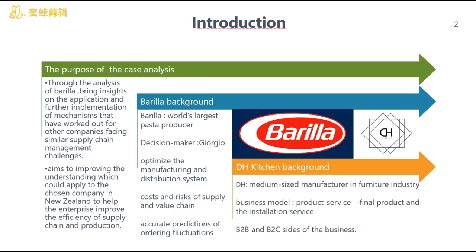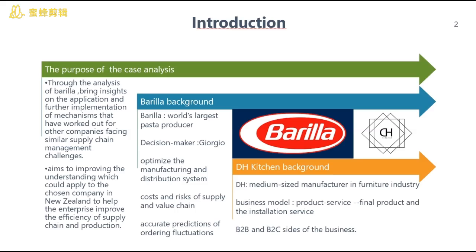So the background of Barilla is the world's largest pasta producer, and their decision maker, George, who figures out the way to optimize the manufacturing and the distribution system of the company. The duty requires the knowledge of the costs and risks of supply and the value chain, as well as accurate predictions of ordering fluctuations.